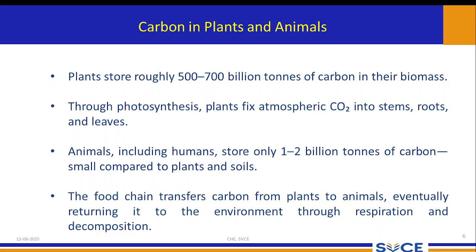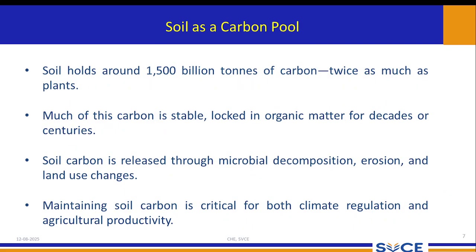Animals, including humans, store only 1 to 2 billion tons of carbon. Underline the word only. Imagine, the plants store almost 500 to 700 billion tons of carbon in their biomass, whereas animals, including humans, can store only 1 to 2 billion tons, small compared to the plants and soils. The food chain transfers carbon from plants to animals, eventually returning it to the environment through respiration and decomposition.